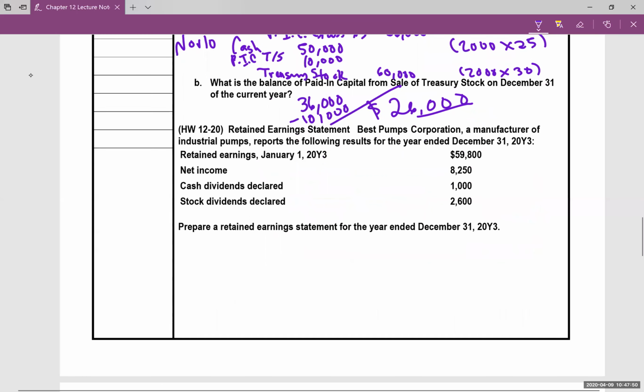All right, last one, then we'll take a break. Homework 1220, retained earnings statement. Best Pumps Corporation, a manufacturer of industrial pumps, reports the following results for the year ended December 31st. They've got their retained earnings, they have their net income, they have cash dividends, and they have stock dividends declared. So let's recall how to do a retained earnings statement. Three-line title, centered. Best Pumps. Second line is statement name, retained earnings statement.